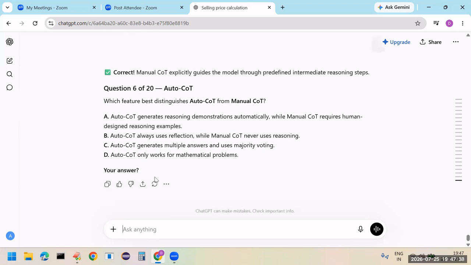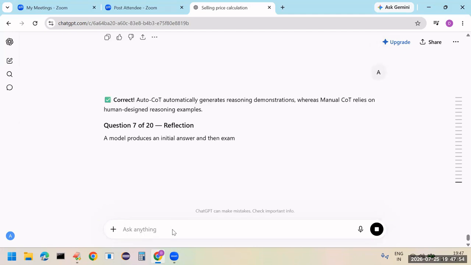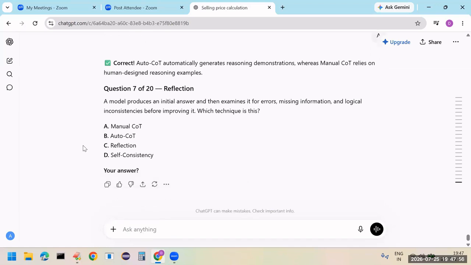Which feature best distinguishes auto COT from manual COT? Answer is A, very simple. Generates reasoning demonstrations automatically, while manual COT is human-designed. Correct? Yeah. A model produces an initial answer and then examines it for errors, missing information, and logical inconsistencies before improving it. Reflection. Even they have given it in the heading also.